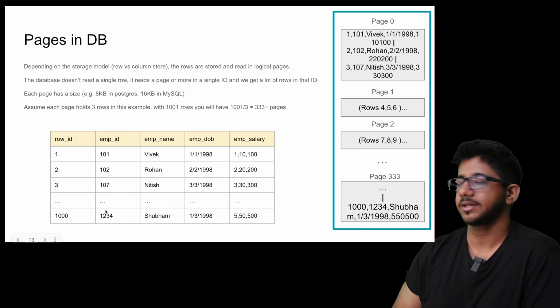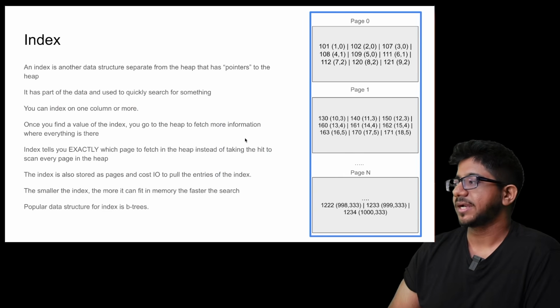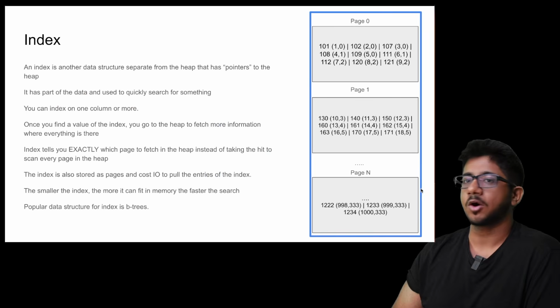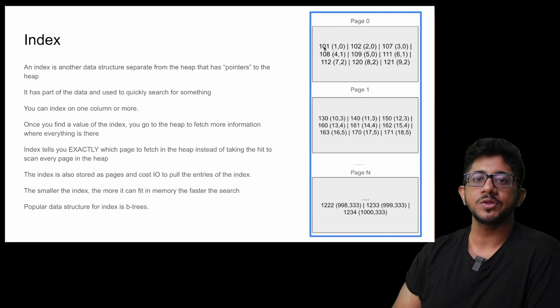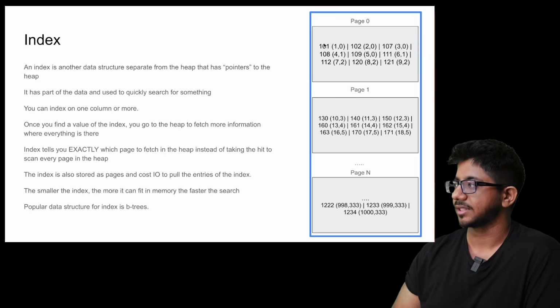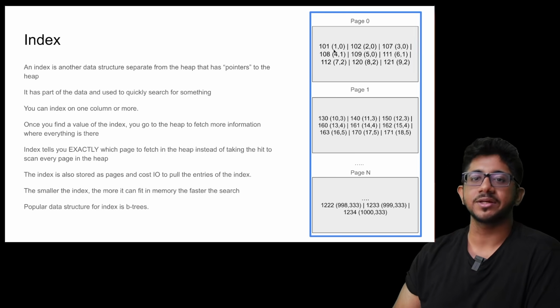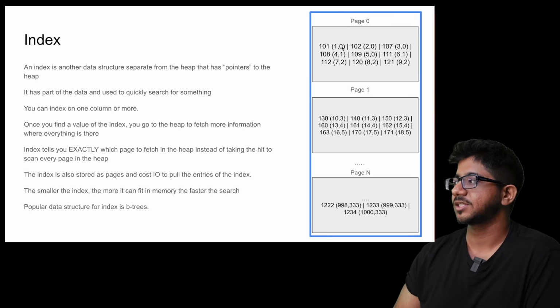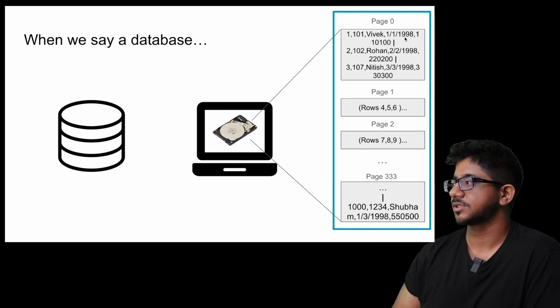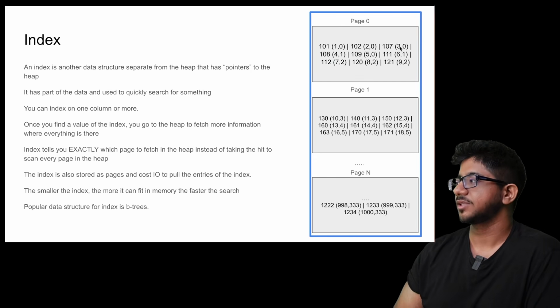of a different employee ID, which might be lesser than what Shubham has, right? So what we might want to do is create another smaller data structure called an index, which will contain just the data on which we want to build the index, like this 101, which is the employee ID. And save a pointer that it is saved in page number 0, row number 1. 102 is present in page number 0, row number 2. 107 is stored in page number 0, row number 3, right? So this is how you are saving.